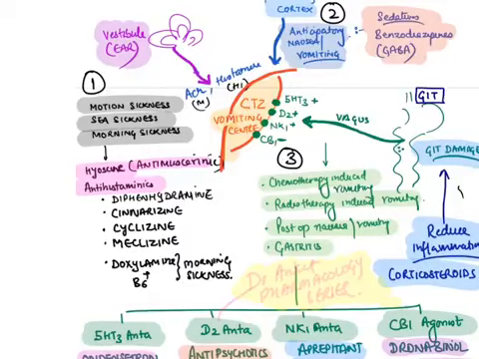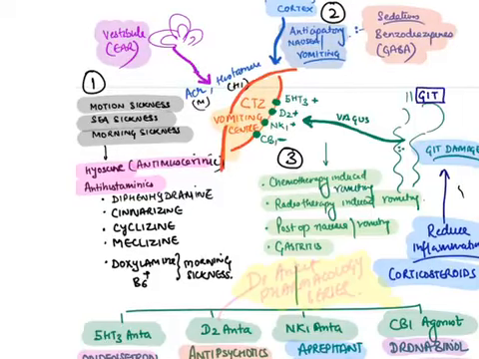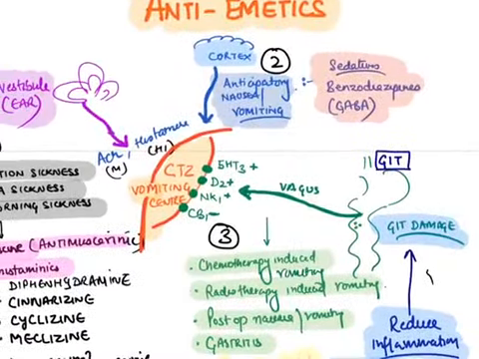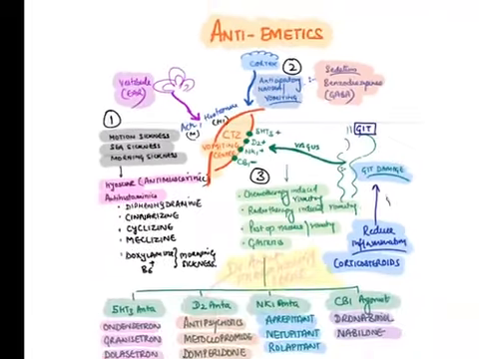We also give antihistaminic drugs like diphenhydramine, cinnarizine, cyclizine, meclizine. And for morning sickness, we give doxylamine and B6. Then if there is a psychological component or anticipatory nausea and vomiting, we calm the patient. We give sedative drugs like benzodiazepines.